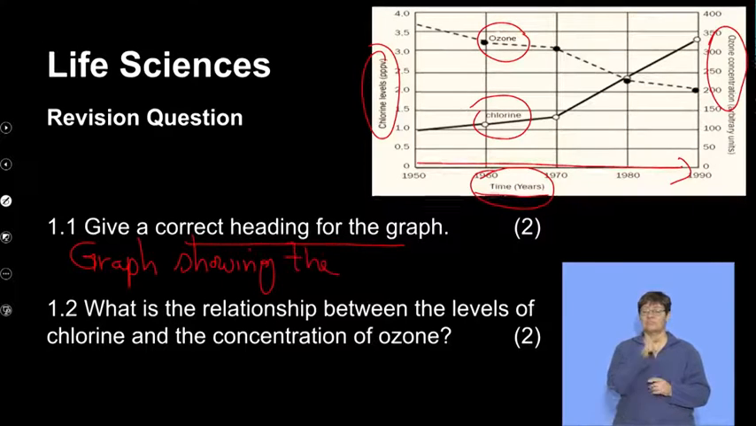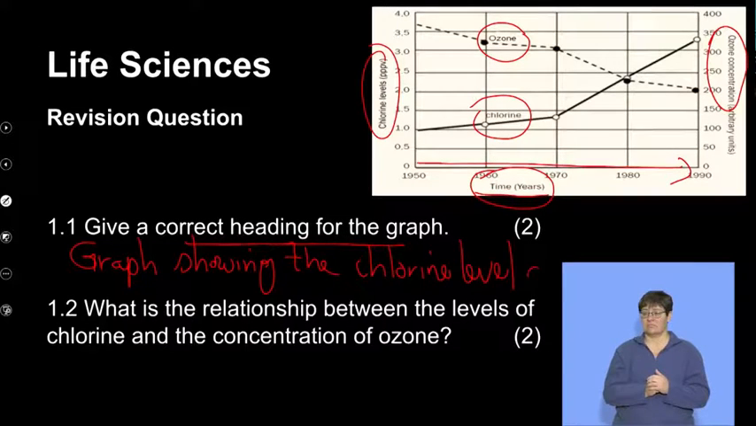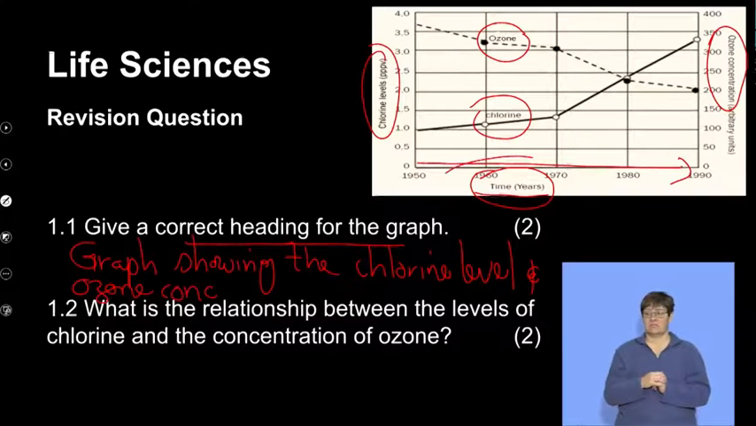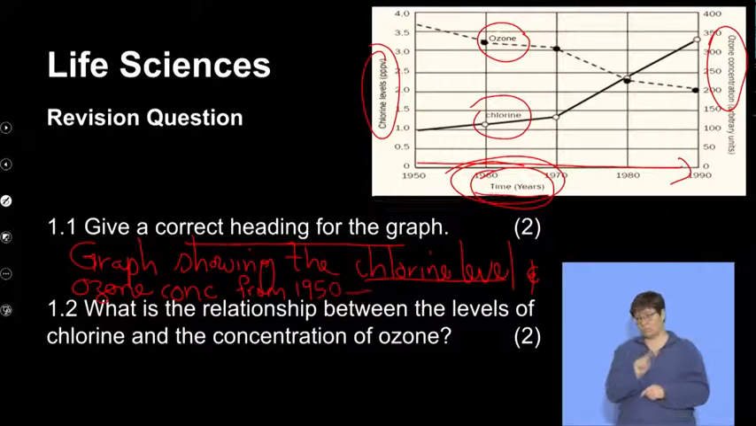Now we're getting the dependent variables, so the chlorine levels, and that's important, and the ozone concentration, and that's the other dependent variable, which we need to recognize. And this is shown over a period of time. So it's a graph showing the chlorine level and the ozone concentration from 1950 all the way till 1990.